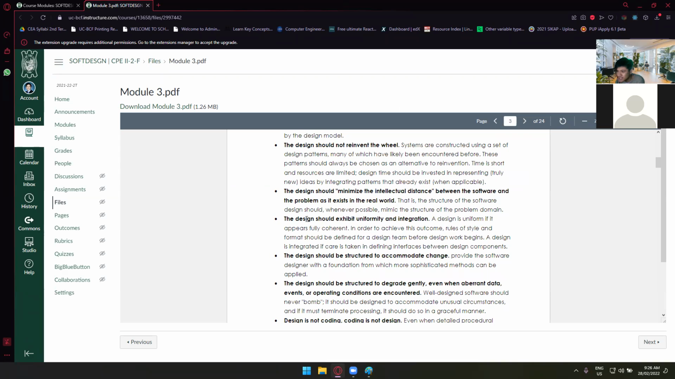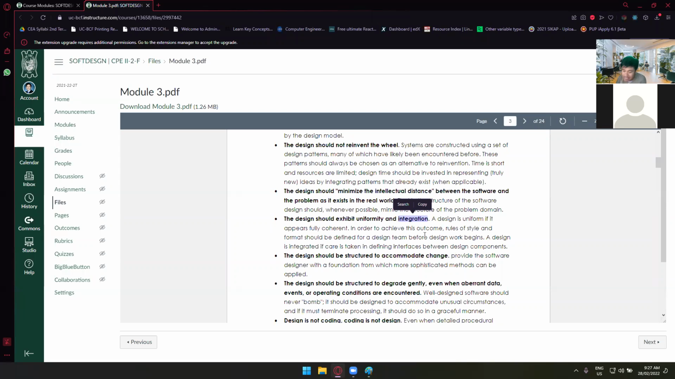Okay. Anyway, the next one is the design should exhibit uniformity and integration. As much as possible, I think the word uniformity is already clear, and then as much as possible, you must use integration in all of your projects. So instead of writing everything from scratch, why not just integrate that part, or why not just integrate that module? In here it's just like working wisely by integrating things that already exist. If it's already existing, then just integrate that one to your system.